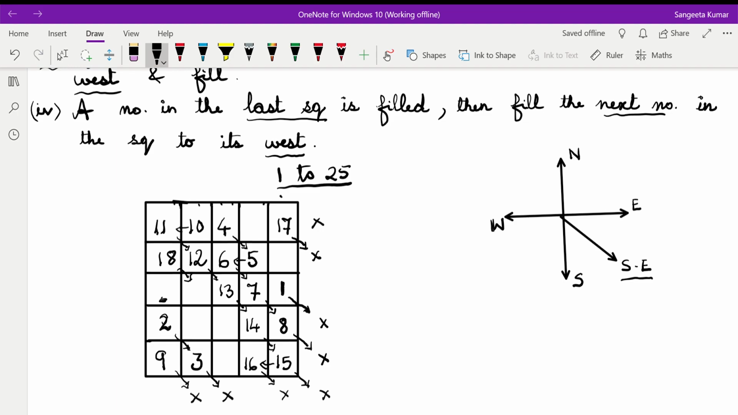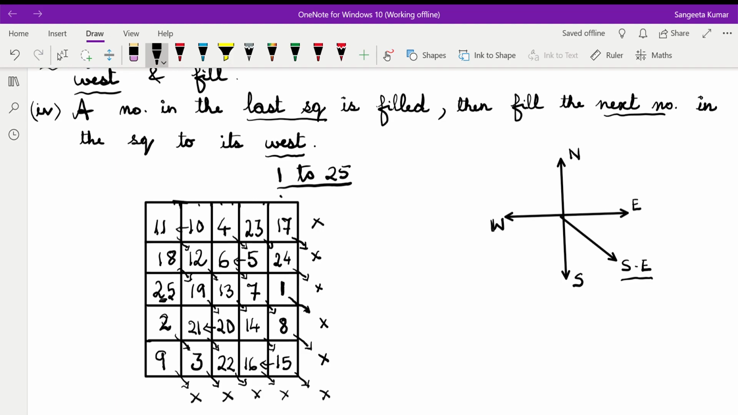then 19, then 20. Again this is already filled, so the next number will come to its west, 21, 22. We move here, cannot be filled, so just the opposite, 23. Then we come here, 24. Again, we cannot fill, so just the opposite. Like I said in the beginning, 25 will come here. So you all can see this is how it is done.